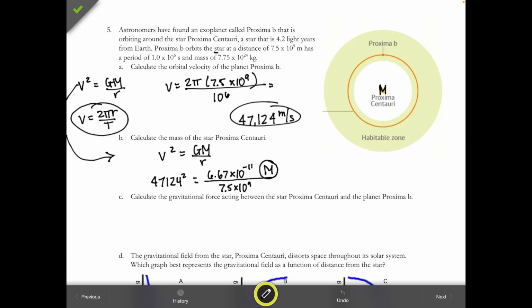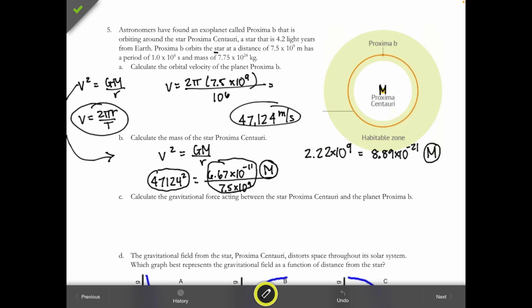So you know what? I'm going to plug this number into my calculator, this number into my calculator, and hope things simplify out. The velocity squared is a big number. I got 2.22 times 10 to the ninth meters per second squared. Then the number in the parentheses on the right was 8.89 times 10 to the negative 21, all times M.